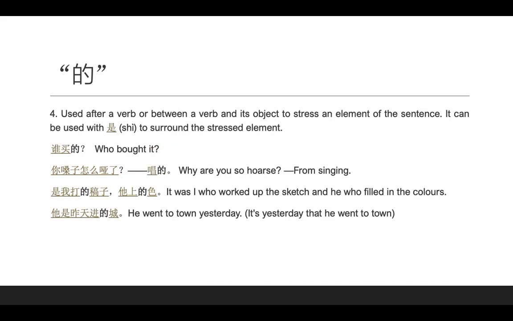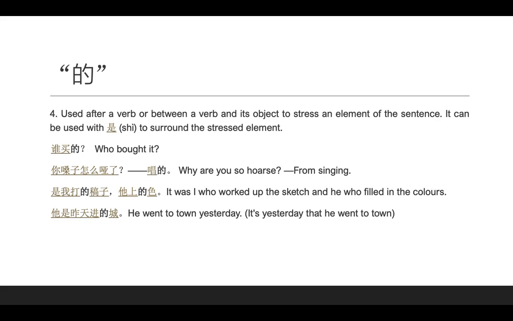The fifth one, the 的 can be used after a verb or between a verb and its object to stress an element of the sentence. It can be used with 是 to surround the stressed element. For example, 谁买的? 谁买的? Who bought it? So here you are using the 的 to stress the question who actually bought it. 你嗓子怎么哑了？唱的 Why are you so hoarse? From singing. So here, the 的 is to stress that it is because I sang a lot that I am hoarse today.